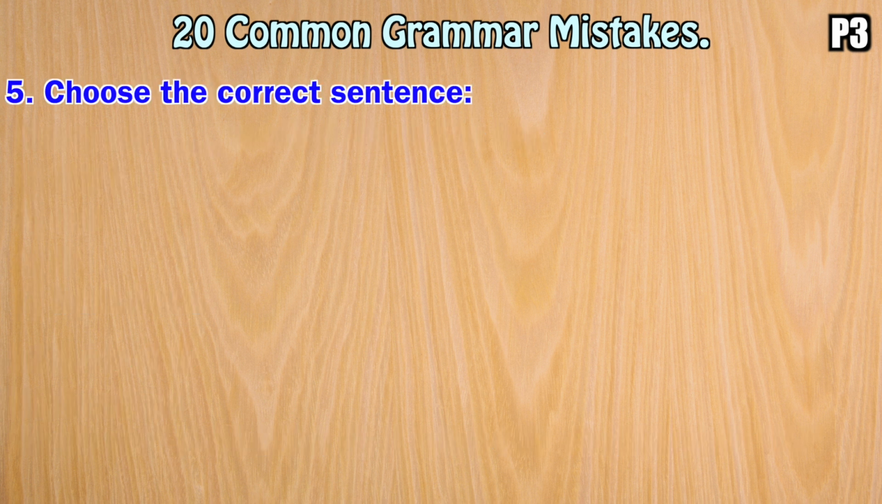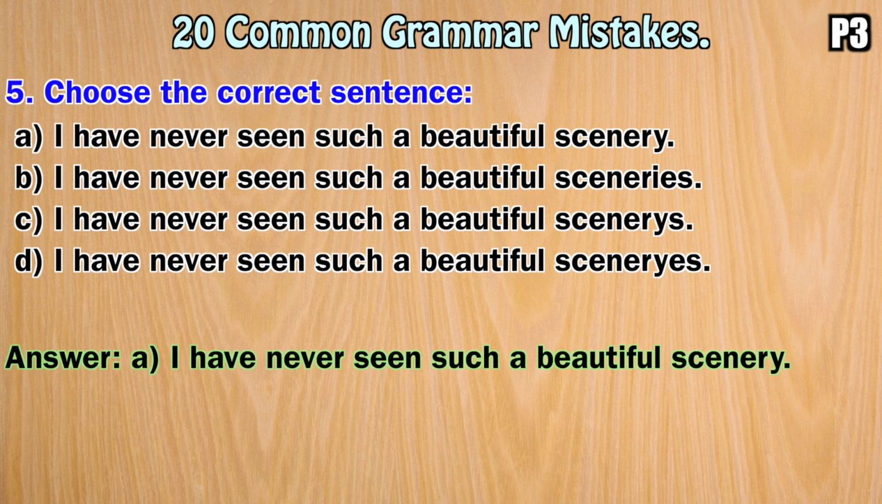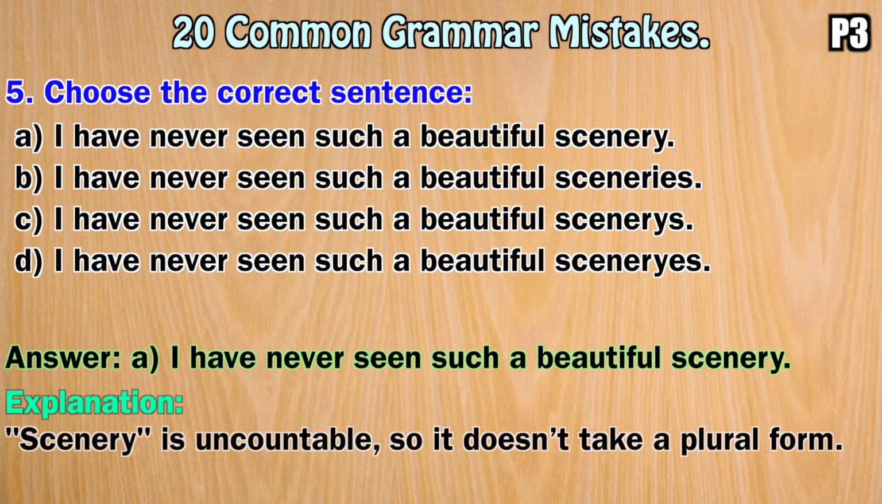5. Choose the correct sentence. A. I have never seen such a beautiful scenery. B. I have never seen such a beautiful sceneries. Answer. A. I have never seen such a beautiful scenery. Explanation. Scenery is uncountable, so it doesn't take a plural form.